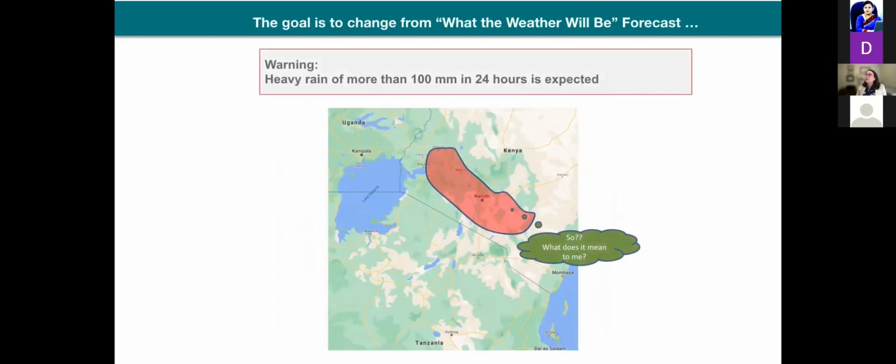So the goal again is to change from what the weather will be to what the weather will do. So for instance, we could talk about a warning of heavy rain of more than 100 millimeters in 24 hours. And this example here is showing the region that would be affected by that rainfall. But for the people who are receiving that forecast of 100 millimeters of rain in 24 hours, they're thinking, what exactly does that mean to me?